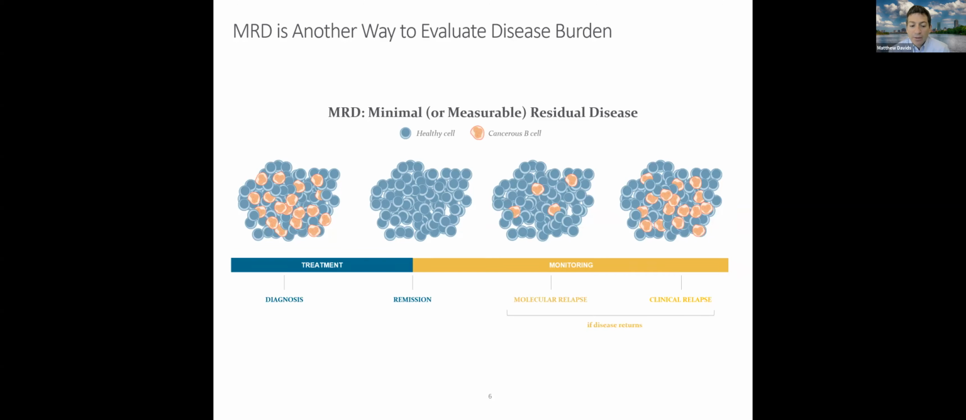However, our treatments have become very effective in CLL, fortunately, and we can get patients into remission. So if you go to the second column there, you can see that if we look under the microscope, we may only see the green-blue cells there, the healthy cells. We may not see any cancerous B cells.